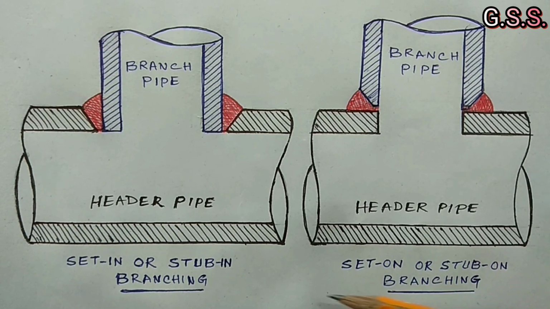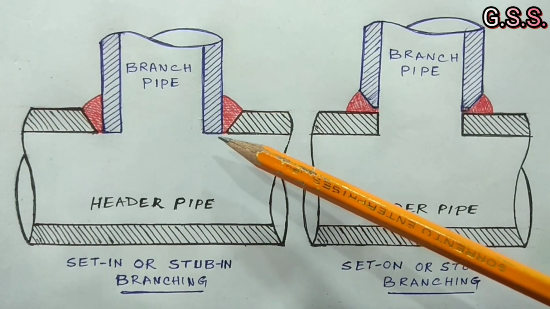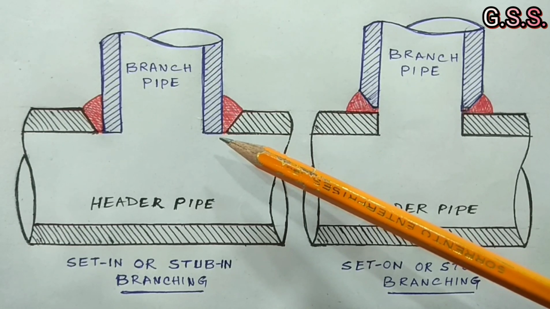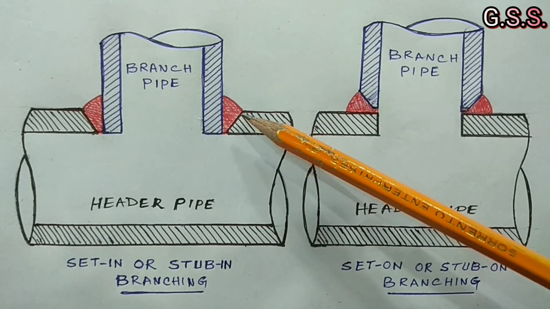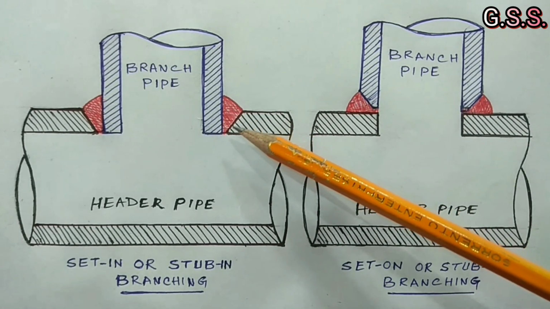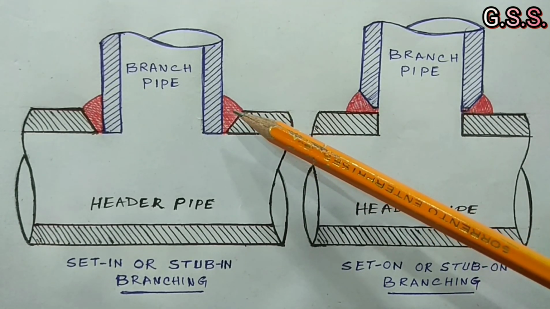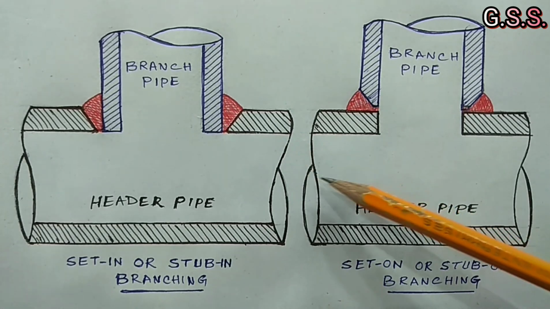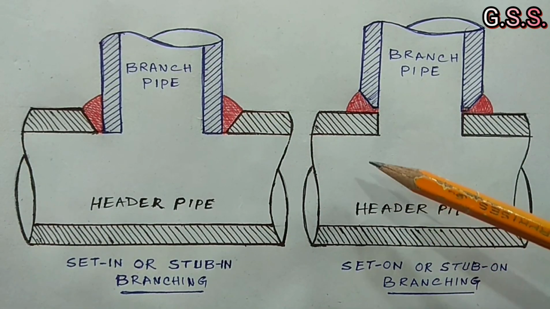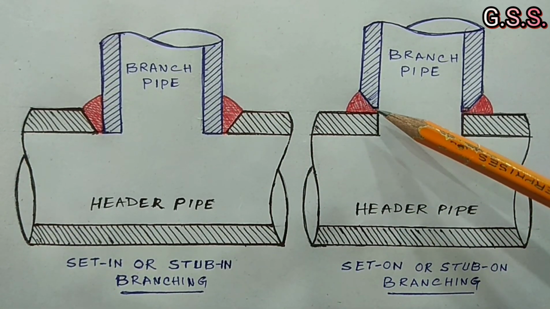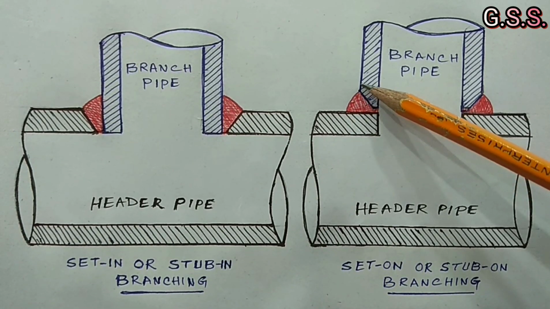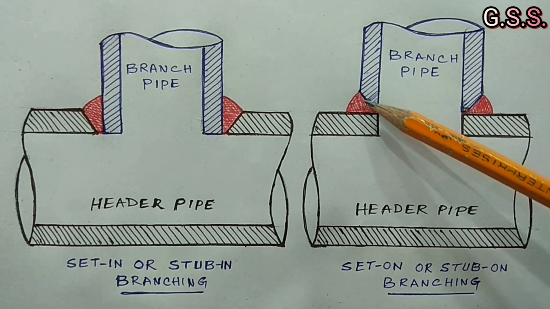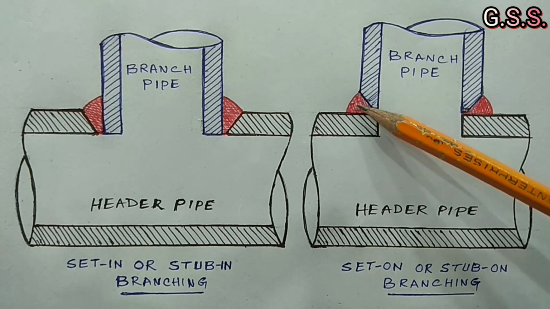For stub in branching, the stub or branch pipe is extended up to the inside of the main header pipe. The hole in the main pipe is usually beveled to allow for a full penetration weld. Whereas for stub-on branching, the stub or branch remains only on the outside of the main pipe. The stub or branch may be beveled, otherwise only fillet weld can be done.